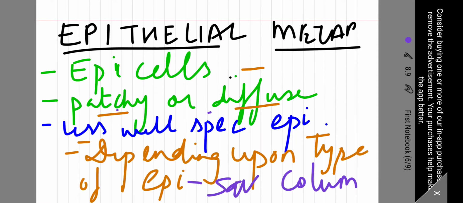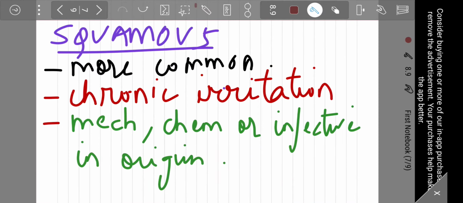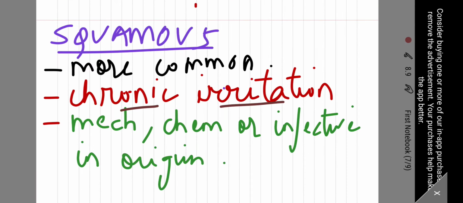Epithelial metaplasia. As the name suggests, it is formed by the epithelial cells. This change may be patchy or diffuse and usually results from the replacement by stronger but less well specialized epithelium. Depending upon the type of epithelium formed, it is divided into squamous and columnar type. Squamous metaplasia is more common. It occurs only due to chronic irritation. These irritations may be mechanical, chemical, or infective in origin.